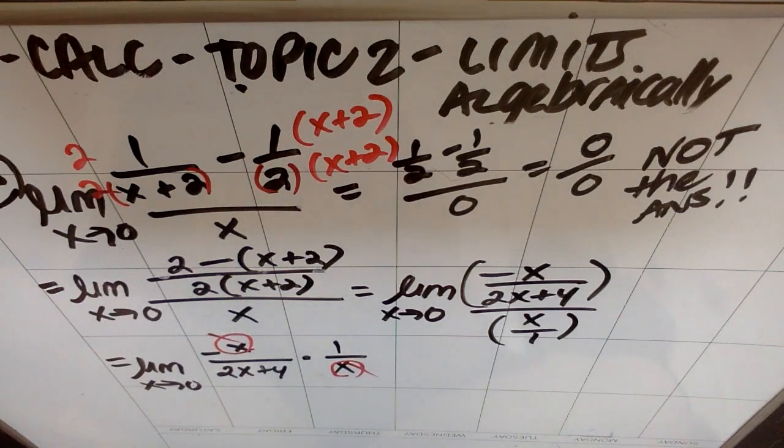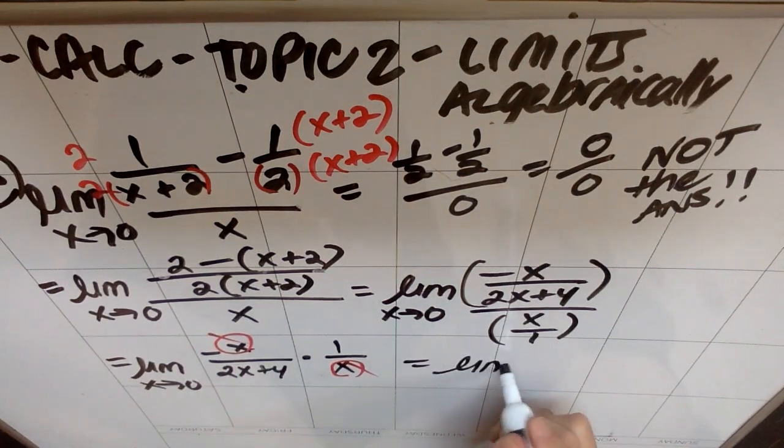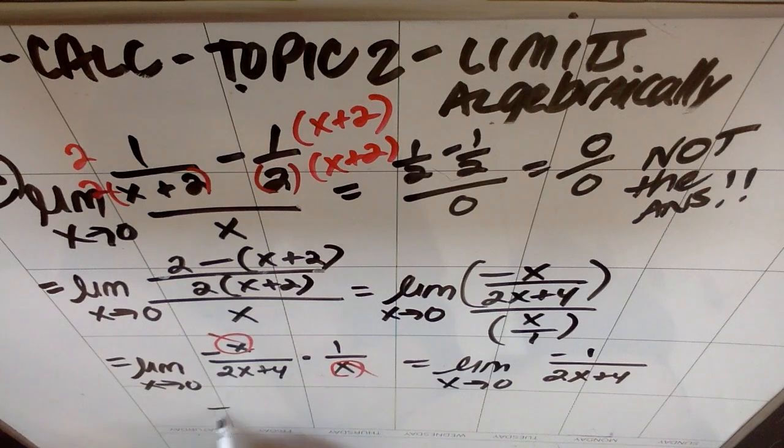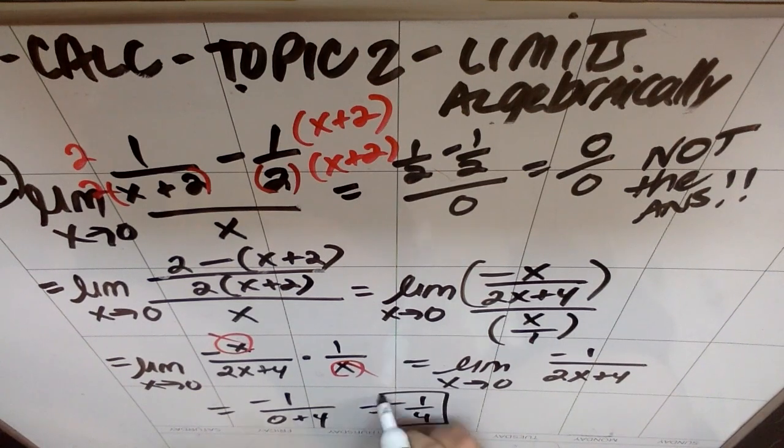And I'm going to get that this is the limit as x approaches 0 of a negative 1 on top of 2x plus 4. So when I plug in, I stop writing limit. I'm going to get negative 1 on top of 0 plus 4. And my answer is a negative 1/4. Okay?